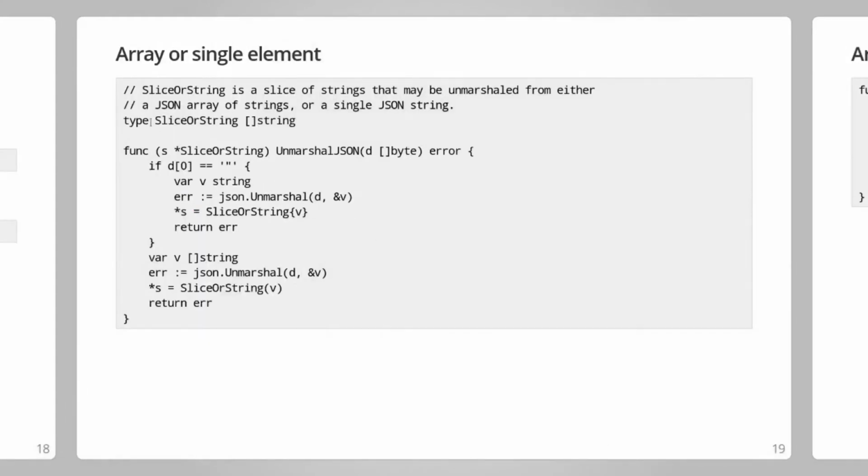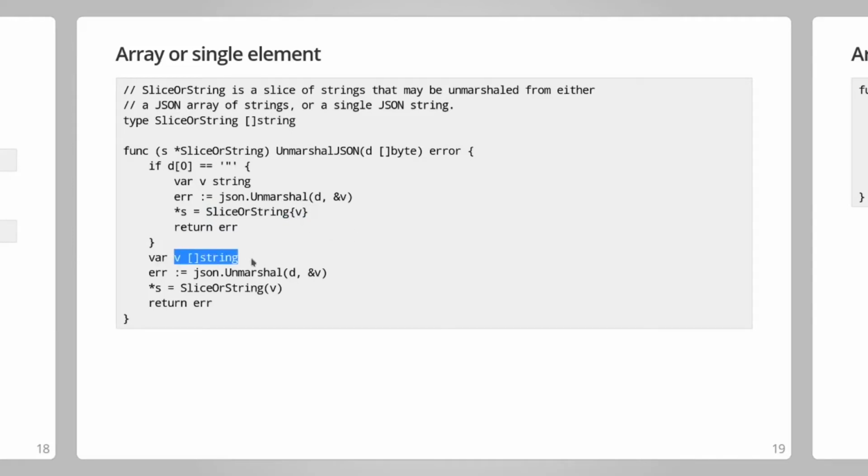So in my example, I have a custom type called slice or string. Underlying value is of type slice of string. And then my custom unmarshal JSON function. So the first thing this function does is it checks to see if the first character of my input data is a quote mark. If it is, I know I'm dealing with a string, and I can act accordingly. So if I have a string, I just unmarshal to a temporary variable called v that is of type string, and then I set my receiver to a slice that has a single value of that string, and I return any error I receive.